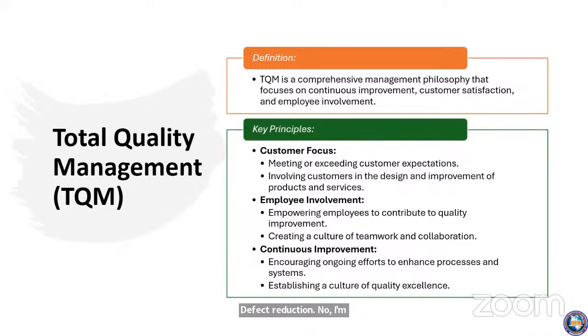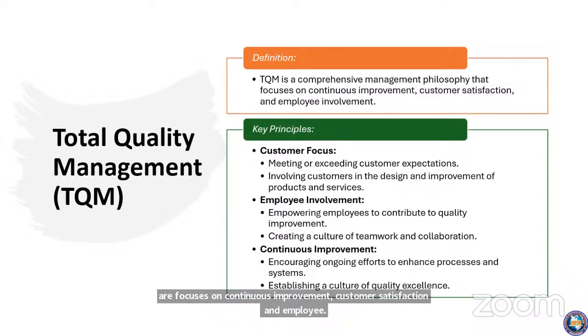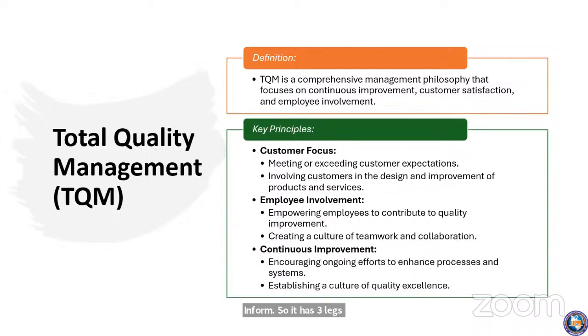Now, we have the total quality management principle. Total quality management, TQM, is a comprehensive management philosophy that focuses on continuous improvement, customer satisfaction, and employee involvement. So it has 3 legs: continuous improvement, customer satisfaction, and employee involvement. All right. The key principles here are customer focus, employee involvement, and continuous improvement.